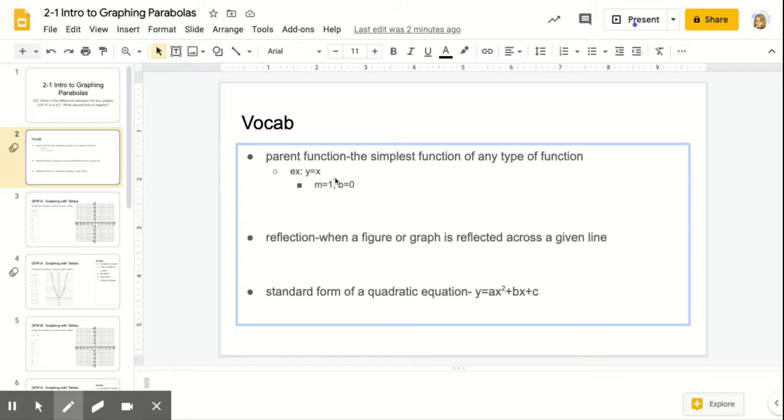For that one, we have a slope of 1 and a y-intercept of 0. So if we were to graph this on a coordinate plane, our y-intercept is here at 0, 0, and our slope is a positive 1. So we go up 1 over 1, up 1 over 1. And this is the simplest linear function there is, y equals x.